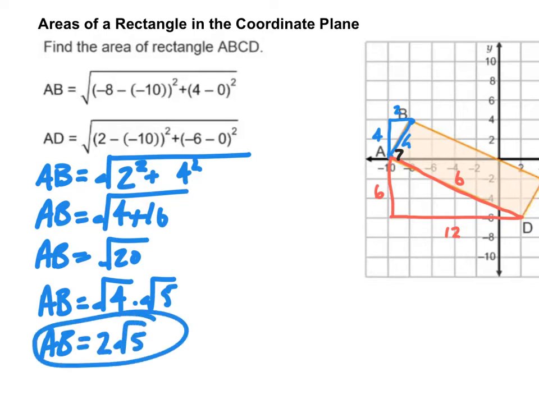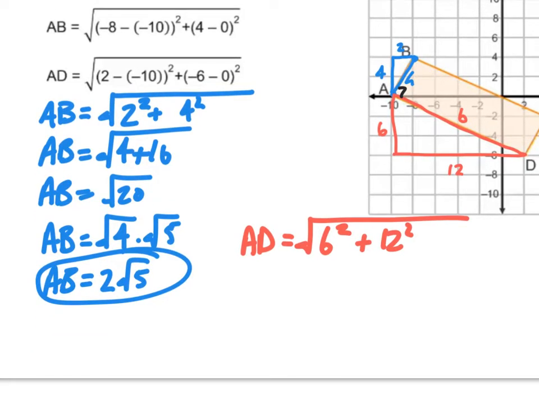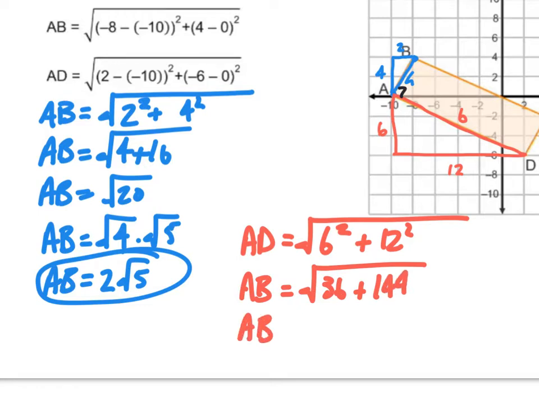Okay, and that's that. Now let's find the length of AD. AD is going to be the square root of 6 squared plus 12 squared. Okay, and we've already done this part on the previous page. So if you notice that you've already done it, you don't need to do it twice. So 6 squared is going to give me 36, plus 12 squared is 144. If I add those together, that's going to give me the square root of 180.